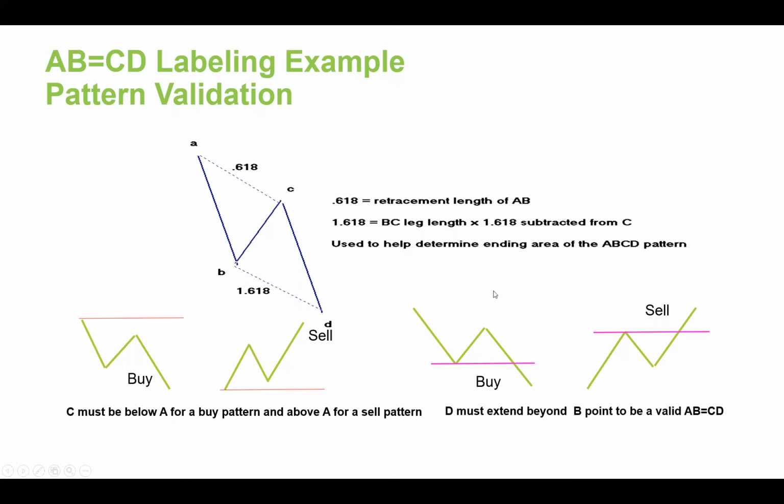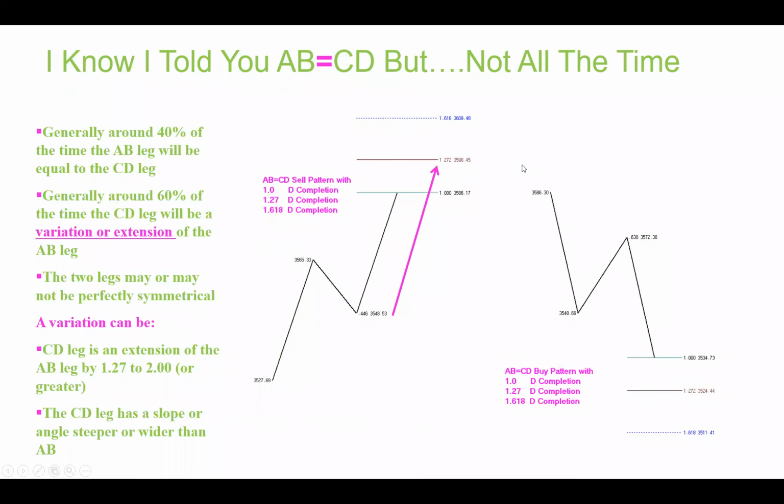So here's just a couple of rules that I mentioned for these patterns. So you get a recording of this so you can come back and study this. Now, we call it AB equals CD, but not all the time. So as I mentioned, there's extensions of this. Only about 40% of the time are these ABCDs actually equal and complete right at that 1.0. A higher percentage of time, the CD leg will extend to that 127.